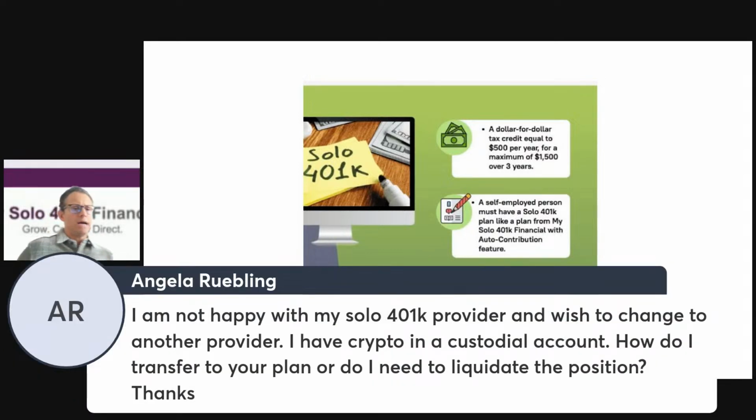Here's another question here. I'm not happy with my solo 401k provider and wish to change to another provider. I have a crypto custodial account. How do I transfer your plan, or do I need to liquidate the position? Thank you. Great question. So anytime you change from one provider to another provider, that's known as a restatement. And we're going to have to dissect exactly who your solo 401k provider is. If it's a self-directed 401k provider, that means that typically you already have the employee identification number for the plan. You already have the plan name, obviously. You already have bank or brokerage accounts for the plan.